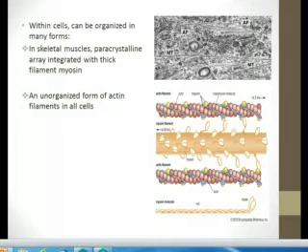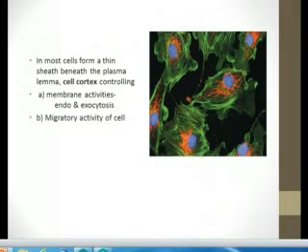Another form in which they are present within the cell is an unorganized form of the filaments. Filaments are there, but they are not organized in a specific way. They are present freely within the cytoplasm.